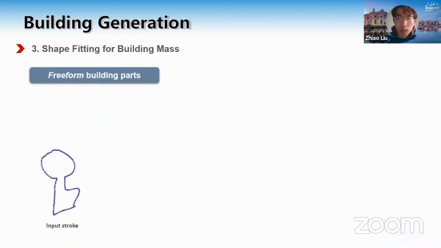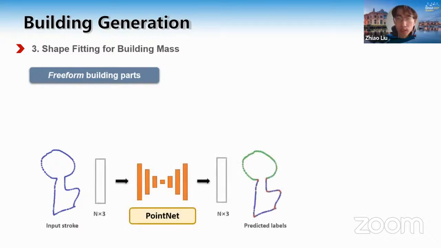And our system also allows the users to design freeform building masses by sketching irregular top strokes. And here we use another neural network to classify the stroke points into 3 categories. That is the corners, the curve points, and the line points. And concretely, we adopt the PointNet, which is a highly effective network for point cloud segmentation tasks.